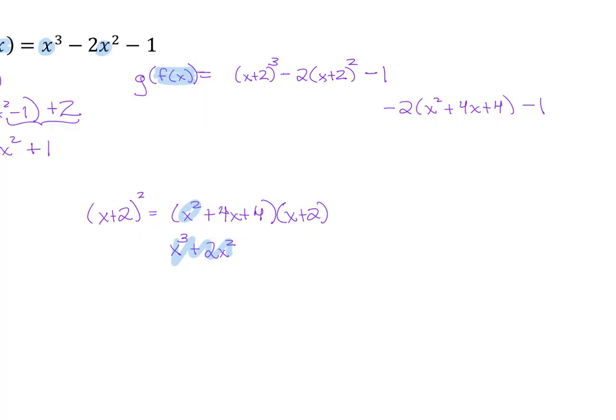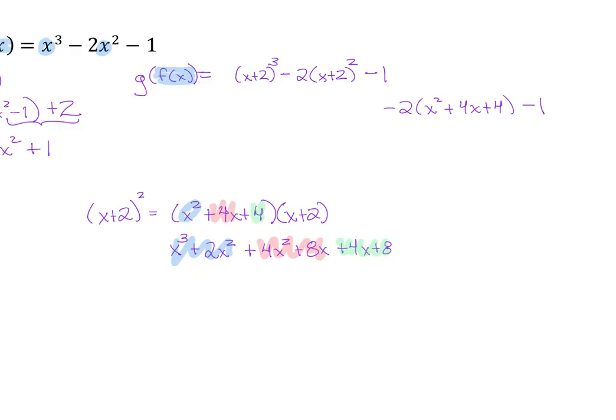All right, the next thing I want to do is I want to multiply everything in my second set by 4x. And if we do that, we get 4x squared plus 8x. And for my last one, I want to multiply everything in my second set by 4. And what we get is 4x plus 8. And so those are those ones.